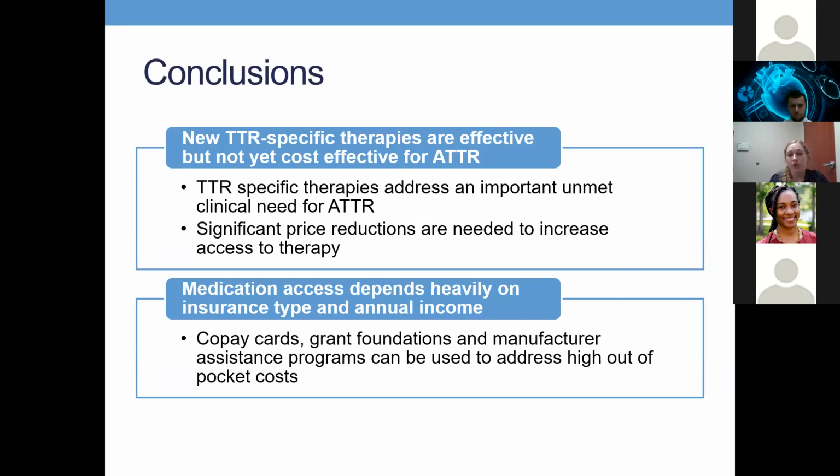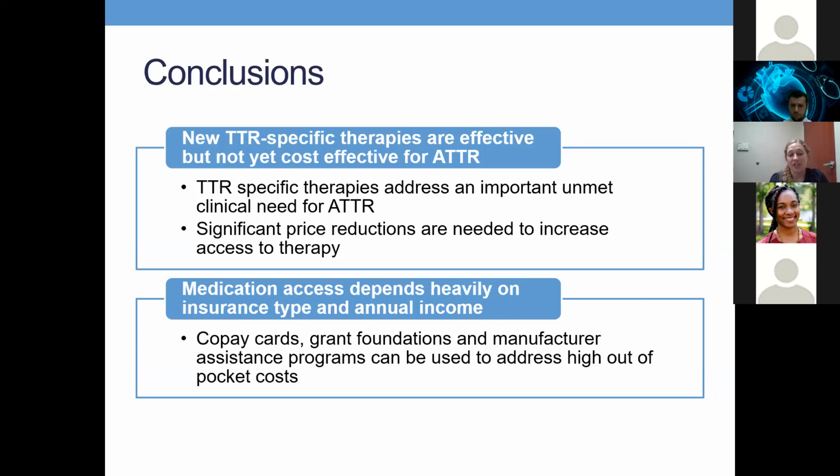And while it's true that the cost of these therapies is in line with other specialty medications, and it's also true that the cost effectiveness thresholds that we usually use are not well suited for specialty medications or medications for rare disease due to the high list price, I still think it's obvious that significant price reductions are going to be needed to increase access to this therapy.